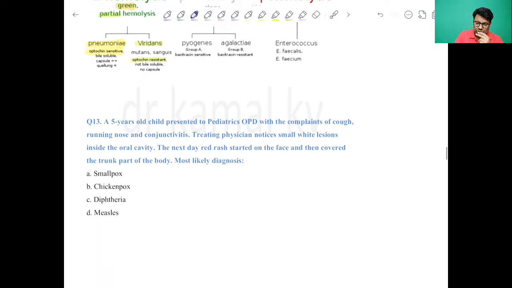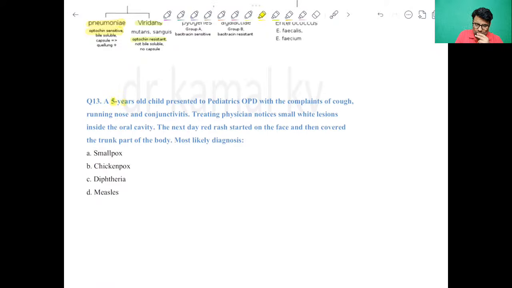Anyway, next question. A 5-year-old child presents with the complaints of cough, running nose, and conjunctivitis, right? The treating doctor noticed small white lesions inside the oral cavity. Now this is a very unique feature, and later on he developed red rashes which started on the face and then extended up to the trunk.